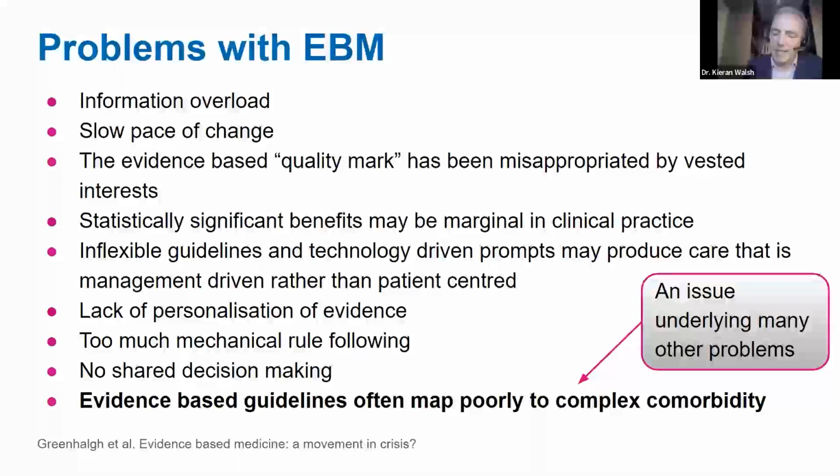And we think that this is an important issue, an issue underlying many other problems. The reasons why guidelines are inflexible, rules mechanical, prompts technology-driven, is because of comorbidities. And it leads to the refrain that evidence-based medicine doesn't work in the real world. So we think that if we tackle the problem of patients with comorbidities, it could help with lots of the other problems with the implementation of evidence-based medicine.